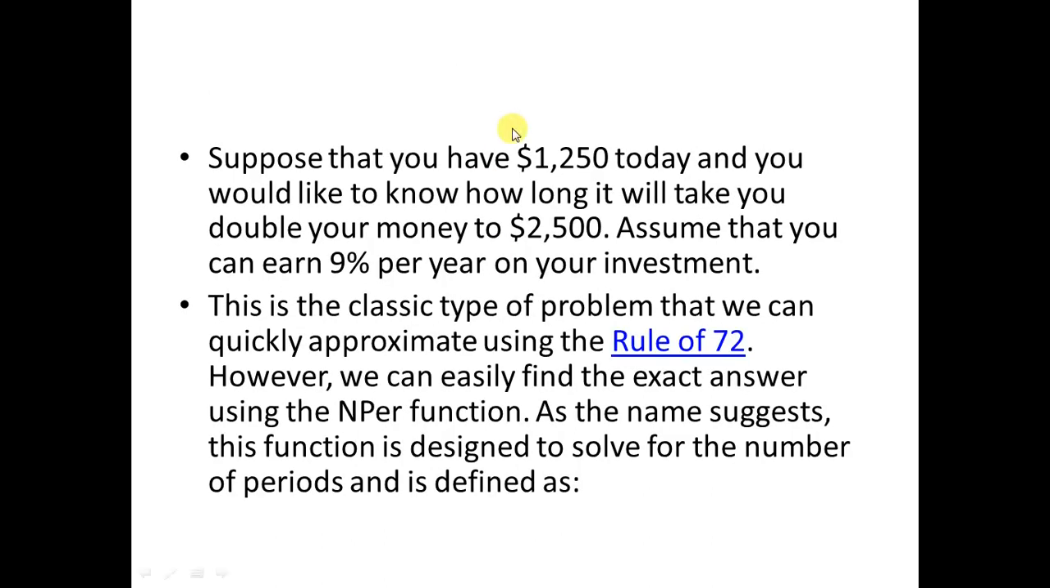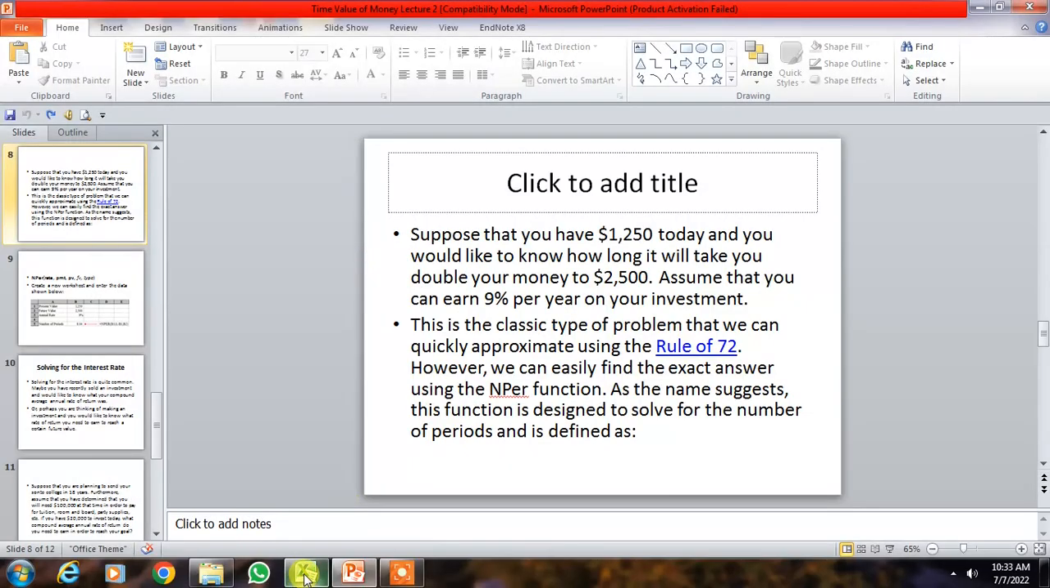Now my dear, the question is that suppose you want to double the amount that you want to invest today, 1250. You would like to know how long it will take you to double your money to 2500. Assume that you can earn 9% per year. So the question is, if you invest 1250, how much time will it take for this money to be doubled at the rate of 9%.